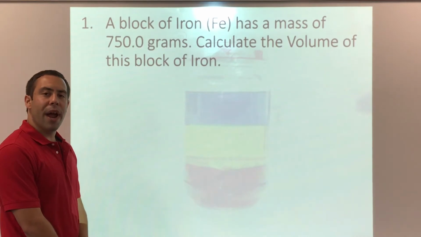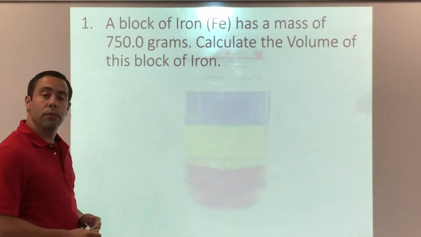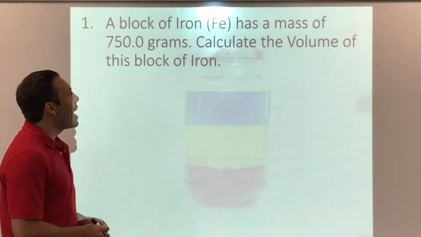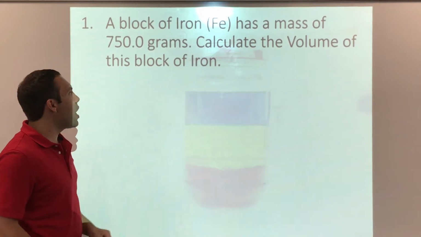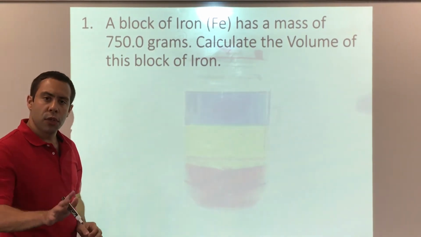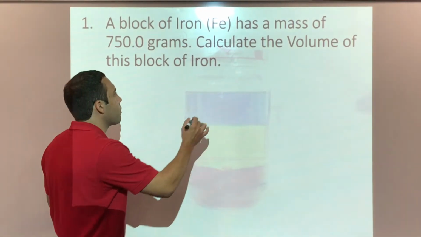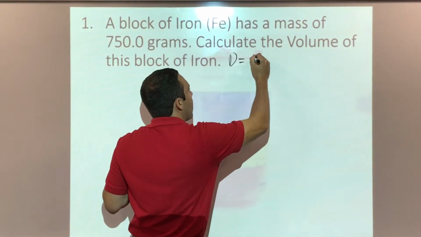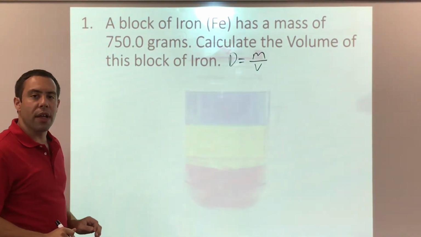And that brings us to practice problem number 1. Problem number 1 states, a block of iron, which is element Fe, has a mass of 750.0 grams. Calculate the volume of this block of iron. So the first thing we're going to do, as always, is write the formula. D equals M over V. Density equals mass over volume.